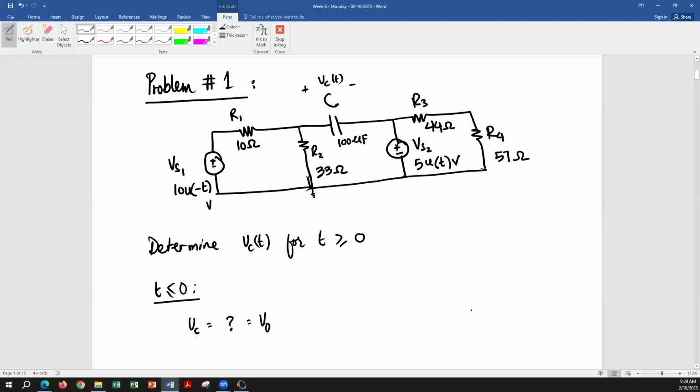Okay, so for that, we can draw the circuit real quick. So this is going to be on, then we will have R1, then we will have R2, we will have the capacitor. All right, since V2 is going to be off, how should I treat V2? It's going to be shorted out.